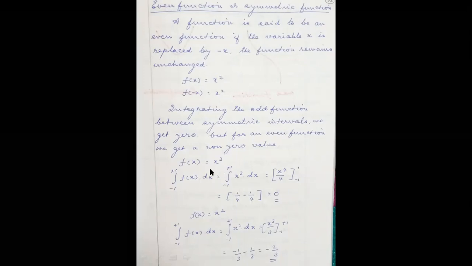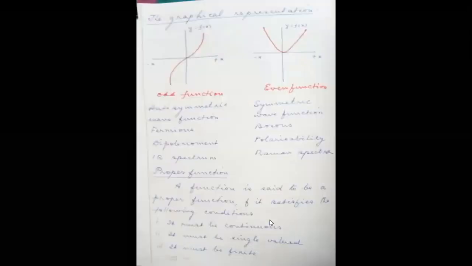See, in the case of odd functions, the integral value between symmetric limits will be 0. Whereas in the case of even functions, the integral value between symmetric limits will be some nonzero value. If you look at this graph, you can understand what is odd function and what is even function. See, for odd function, when x is plus, y is plus, because y is f of x.